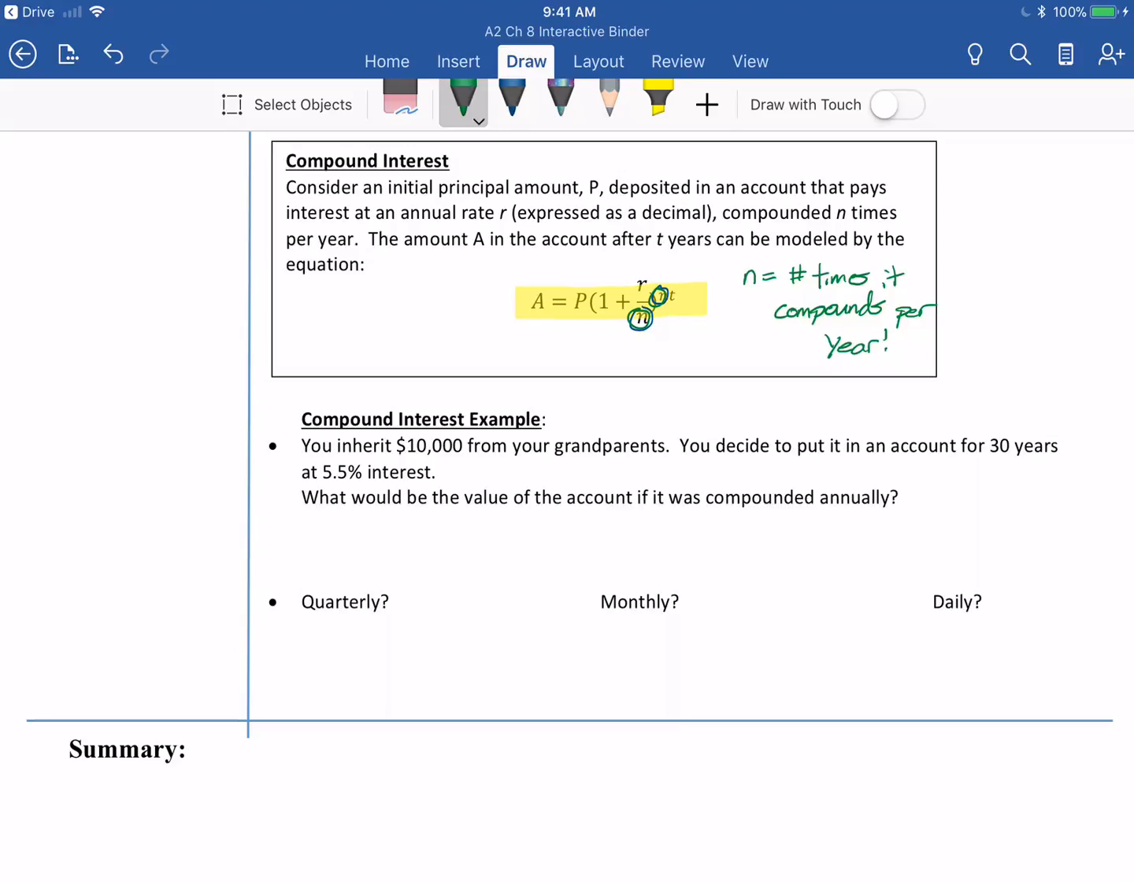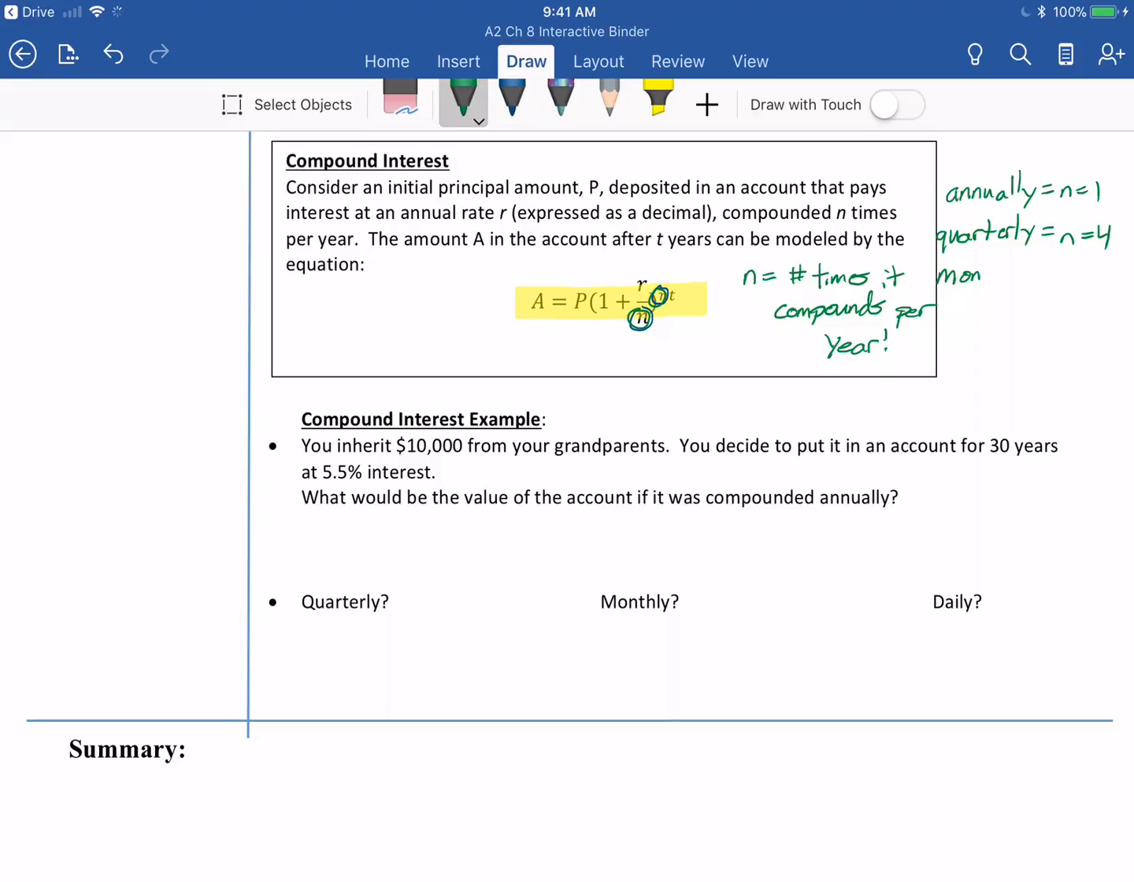All right, so n is the number of times it compounds per year. Annually would be n equals 1. If I did quarterly, how many times does quarterly happen per year? It's kind of like how many quarters are in a dollar? Quarterly happens 4 times per year.